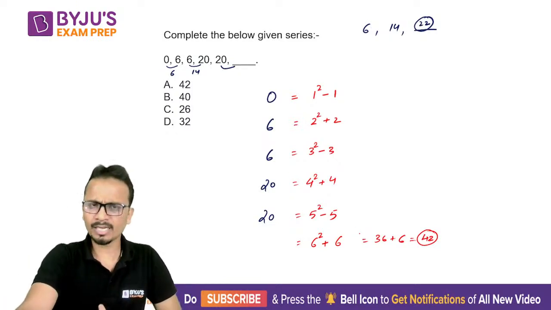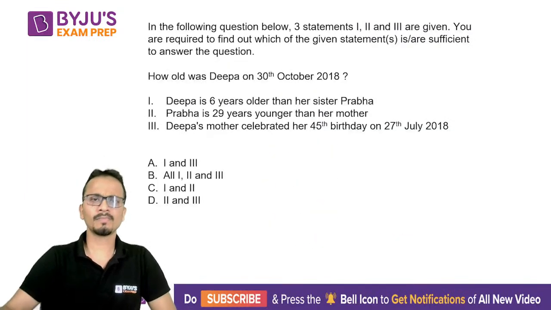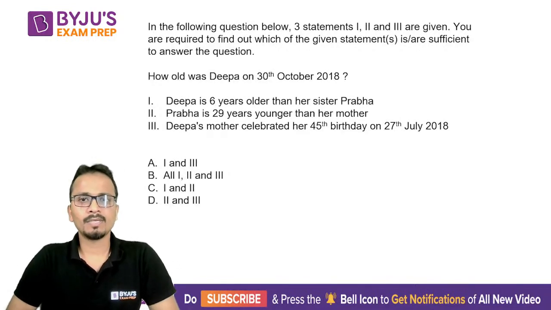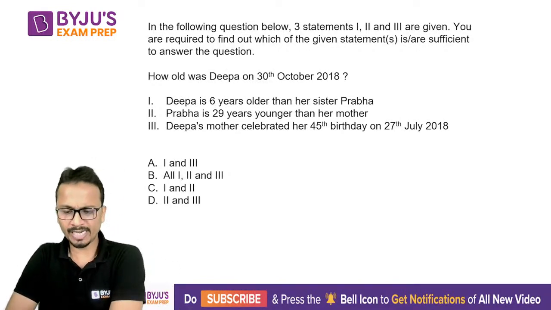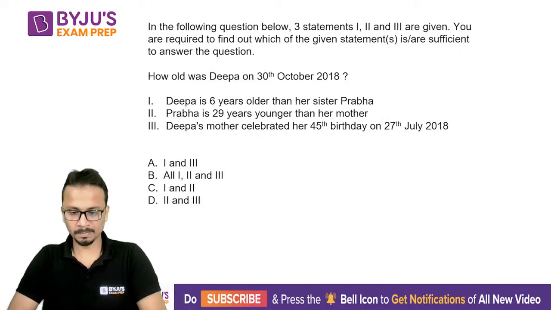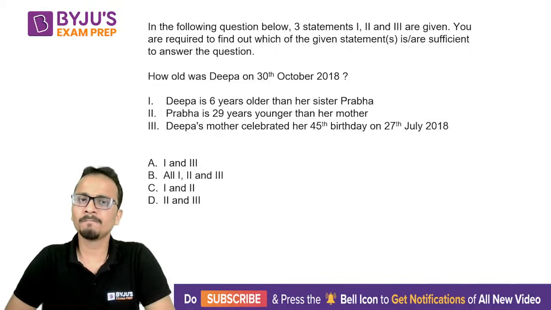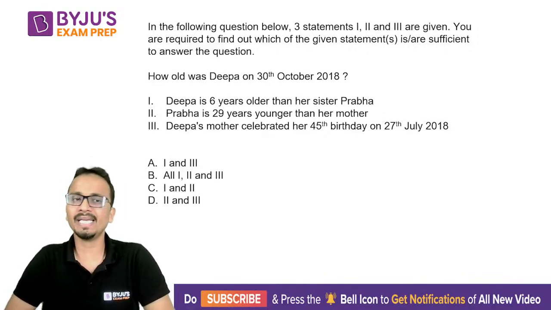Alright, now let's move on to our next question. Now this question is of data sufficiency. In the following question, 3 statements 1, 2 and 3 are given. You are required to find out which of the following statements is or are sufficient to answer the question. So the question is, how old was Deepa on 30th October 2018?